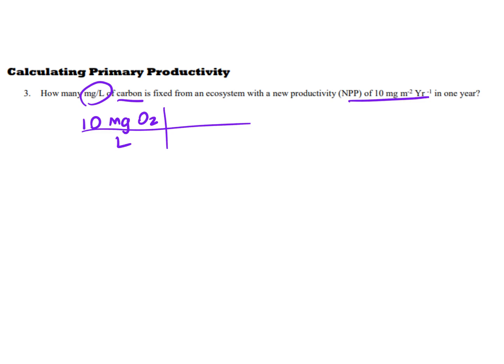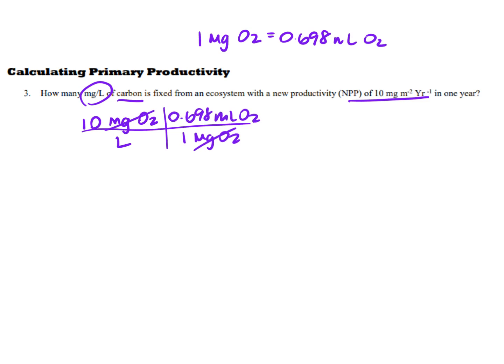So one of the conversions you're going to use is that 1 milligram of O2 is equivalent to 0.698 milliliters of O2. So remember that when you do this factor label method, you want to get rid of the one on top. So I'm going to put milligrams of O2 on the bottom, and that allows me to cancel out. And then I'm going to put 0.698 milliliters of O2 at the top. I'm going to do this math. So I'm going to get 6.98 milliliters of O2 per liter.